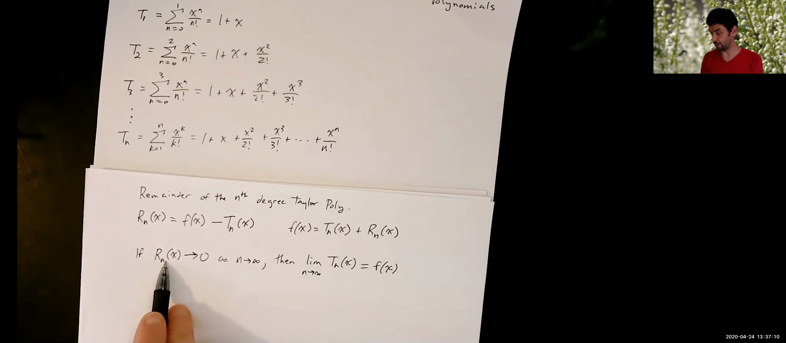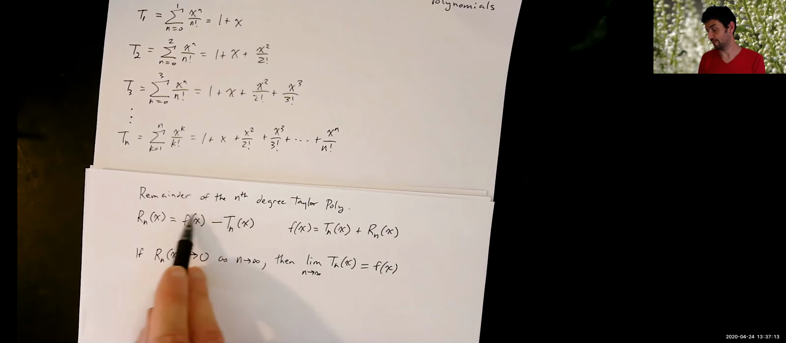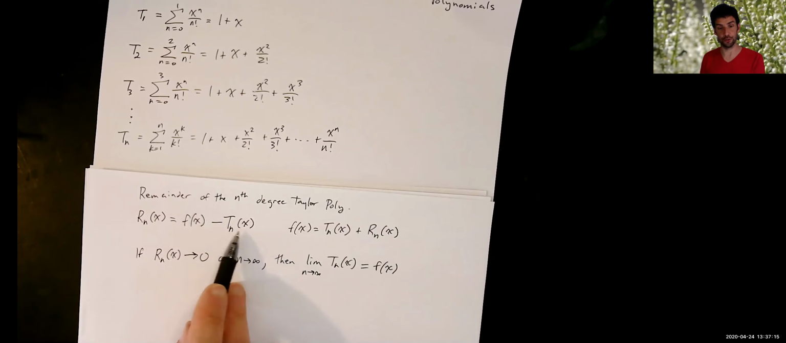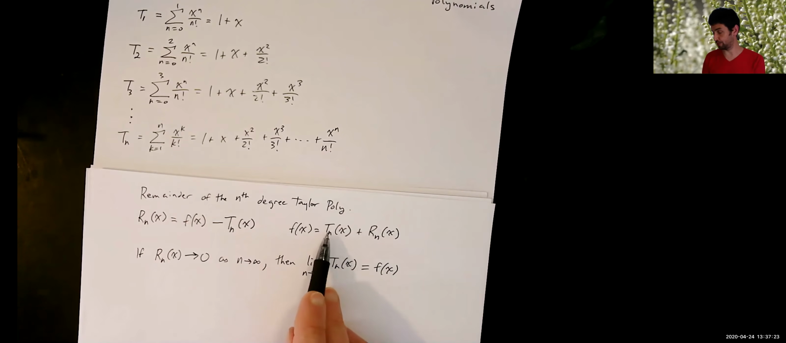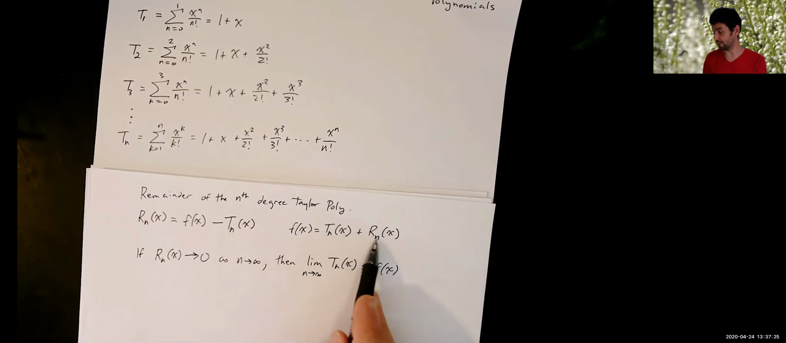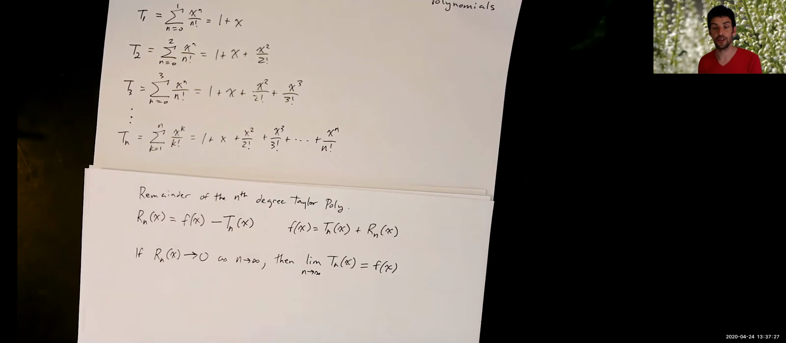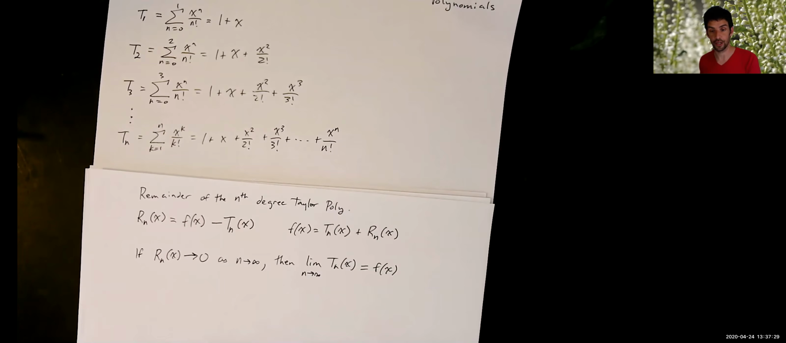So saying the remainder goes to 0 means that these two things just get closer and closer to each other. The function and the Taylor polynomial get to be very close to each other. And so that means this goes to 0. If it goes to 0, looking at this expression, if we take the limit as n goes to infinity, this thing becomes a 0. These two things are then equal to each other.